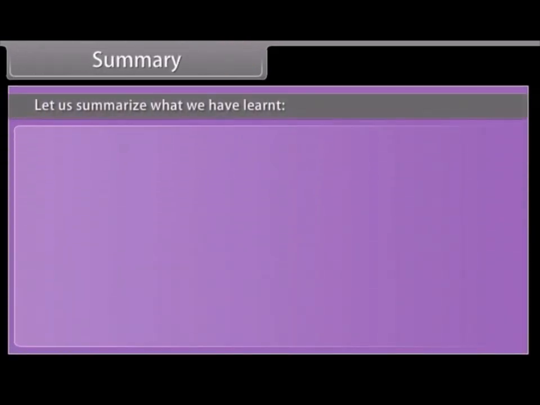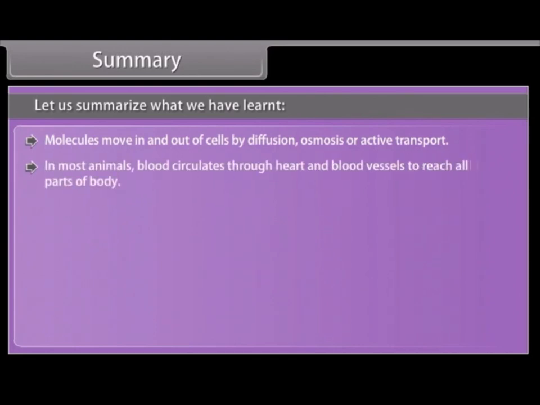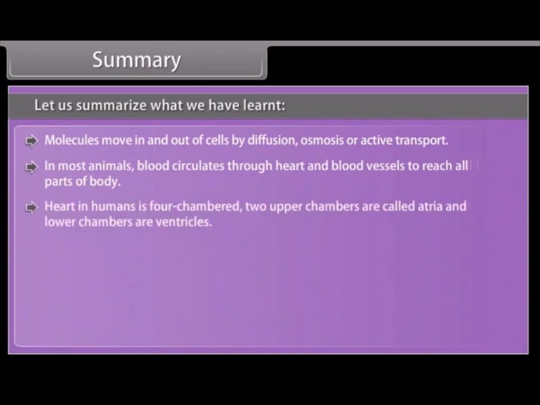Summary. Let us summarize what we have learned. Molecules move in and out of cells by diffusion, osmosis, or active transport. In most animals, blood circulates through heart and blood vessels to reach all parts of body. Heart in humans is 4-chambered. 2 upper chambers are called atria and lower chambers are ventricles.